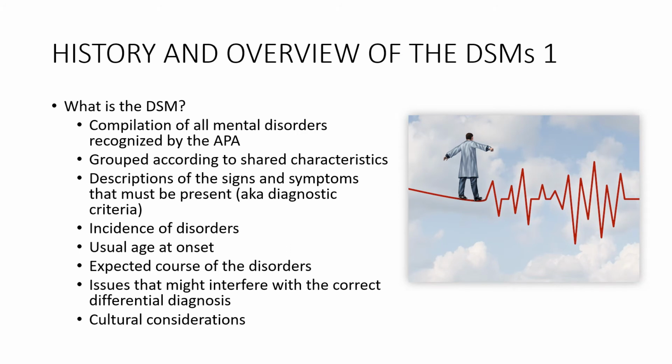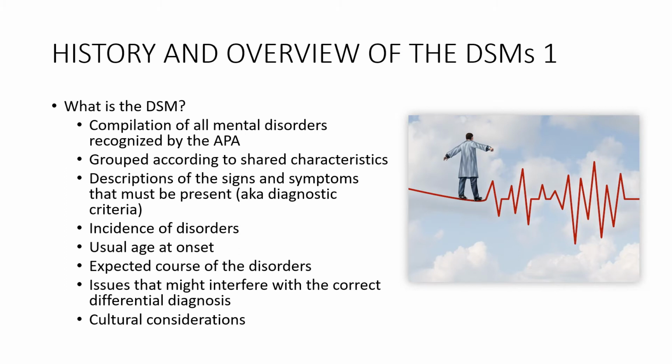So let's talk a little bit about the history and overview of the DSM. So what is the DSM? It's a compilation of all mental disorders recognized by the APA, or the American Psychological Association. Grouped according to shared characteristics, descriptions of the signs and symptoms that must be present, such as diagnostic criteria, or that's what it's also known as.